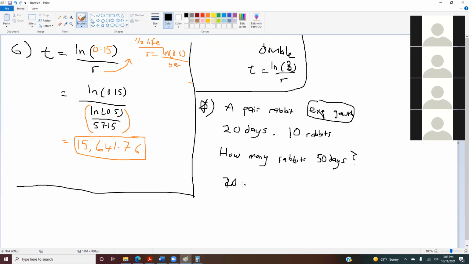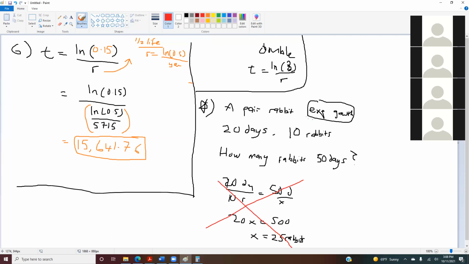20 days, 10 rabbits. So that means the average is 2. So how much is 50 days? So you do 50 days, x rabbits, right? Then you cross multiply here. So 20x equals 500. And then divide by 20, x is, oh, we got 25 rabbits here. Is this correct? No. This is completely wrong.